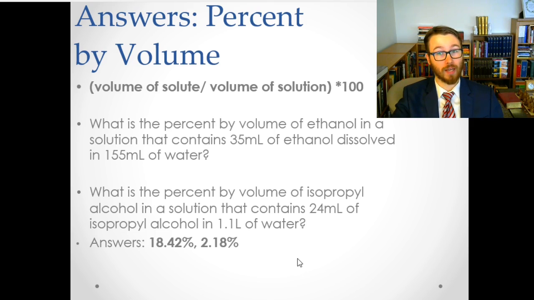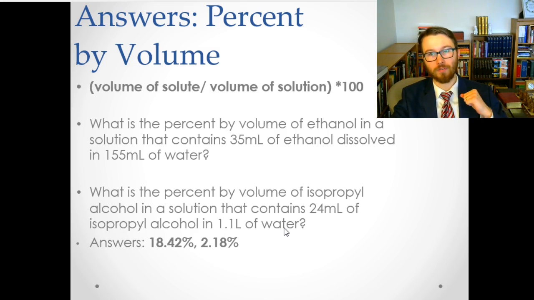First one, we worked through together as the example. It's 18.42% by volume. Now the second one, the percent by volume of isopropyl alcohol in water is 2.18%. Here's how I found that. The volume of the solute is 24 milliliters. The volume of the solution is 1,124 milliliters because my solvent is 1,100 milliliters and my solute is 24. So 1,100 plus 24 is 1,124.